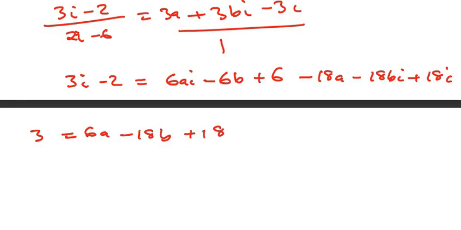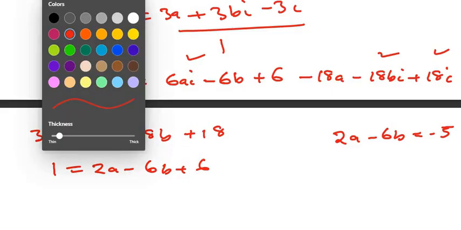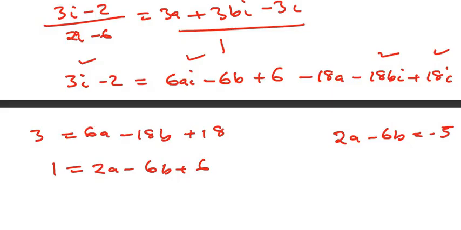Or I divide everything by 3. This is going to be 2a, 6b plus 6. So this gives us an equation which is just 2a minus 6b is equal to negative 5. That's your first equation. Getting the imaginary things, these guys with i, that's what I got. Then I'm going to get the real things, the ones without the i, that's negative 2. Negative 2 is equal to negative 6b plus 6, then minus 18a.